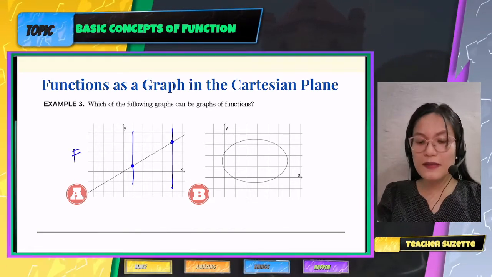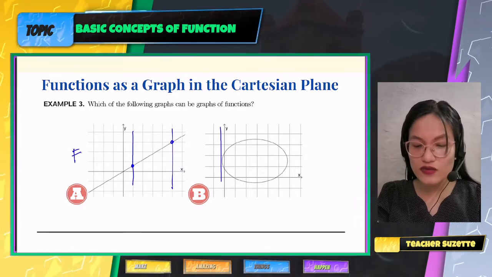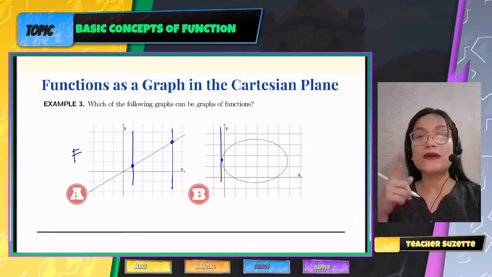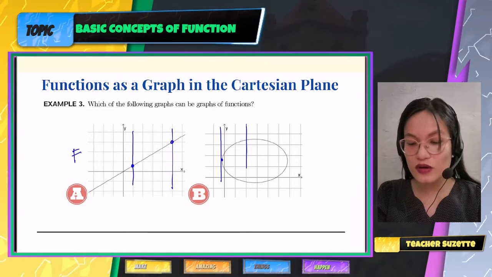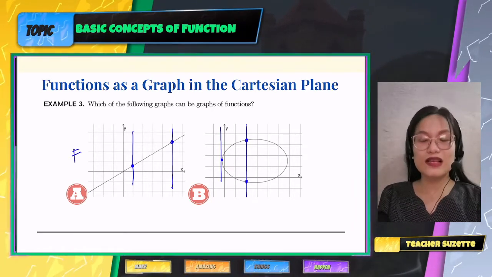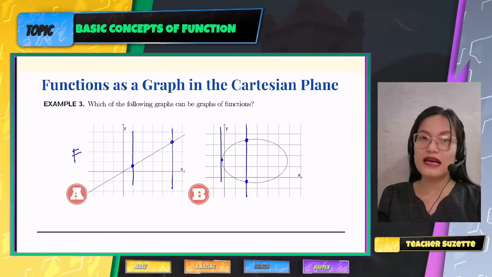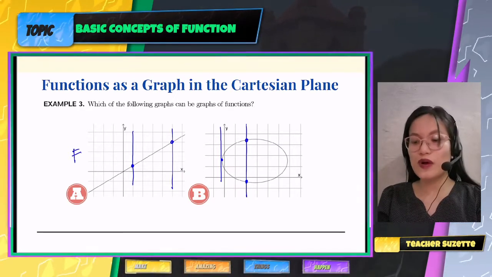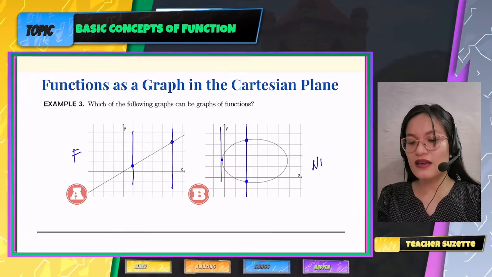Sa letter B naman, yes, dito Bart, siguro masasabi mo na ay, tumama lang po siya ng isang beses. Pero sa other parts, as you draw vertical line, makikita mo sa letter B that hindi siya tumama ng isang beses, kundi more than one. So, this is not a function.